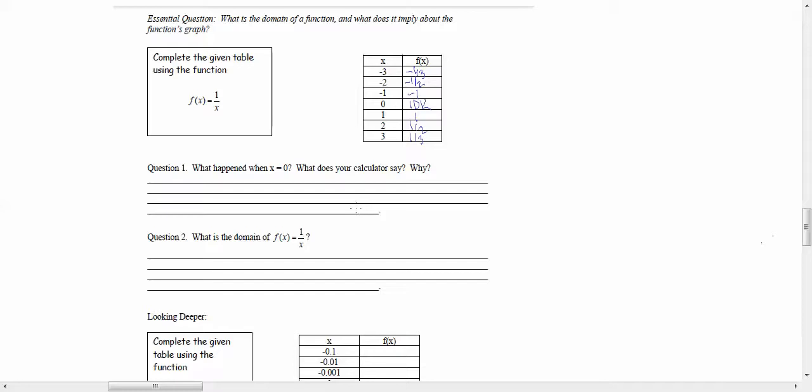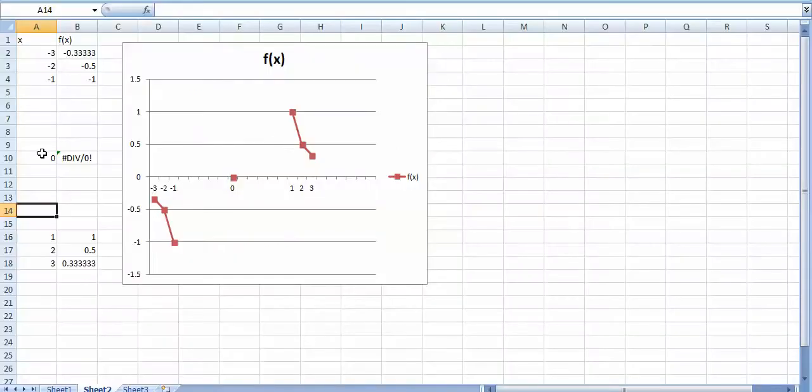Alright, let's talk about the rest of this thing. So we know that this thing kind of gets bigger, or what happens when I say x is equal to 0? Alright, I use my calculator, x is equal to 0. It says number, div by 0, exclamation point. It basically is the computer saying, I don't know what's going on when you say x equal to 0.